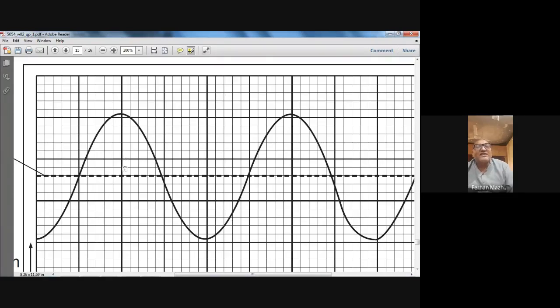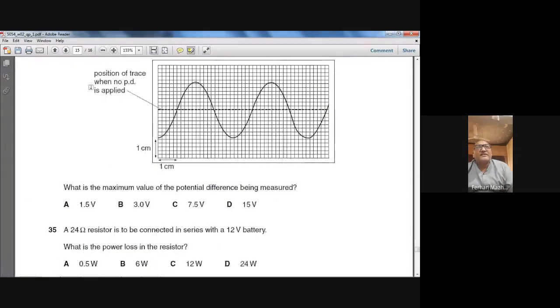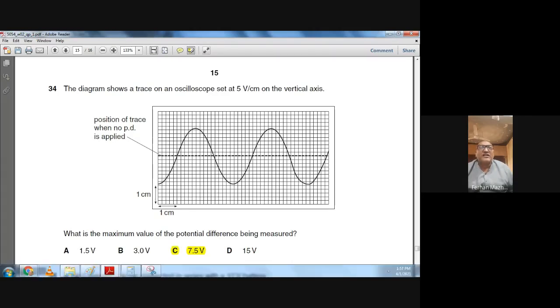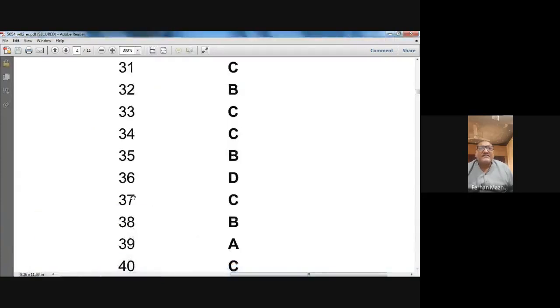Because 5 small squares means 1 centimeter, so it's 7.5 small squares, which is 1.5 centimeters basically. So 1 centimeter represents 5 volt, so 5 multiplied by 1.5 gives you 7.5 volt. C is the choice. Question number 34, C is the right choice.